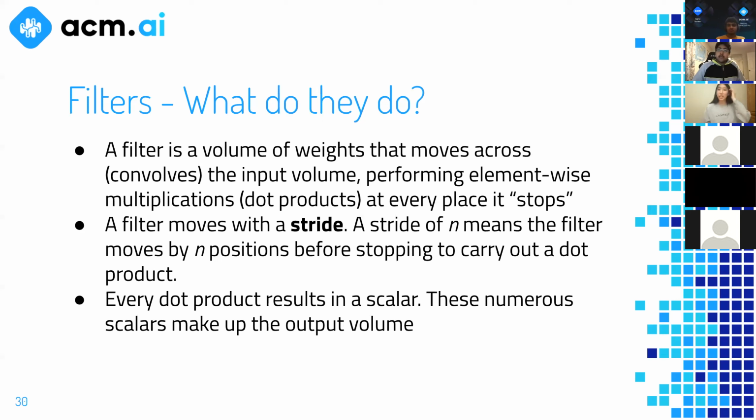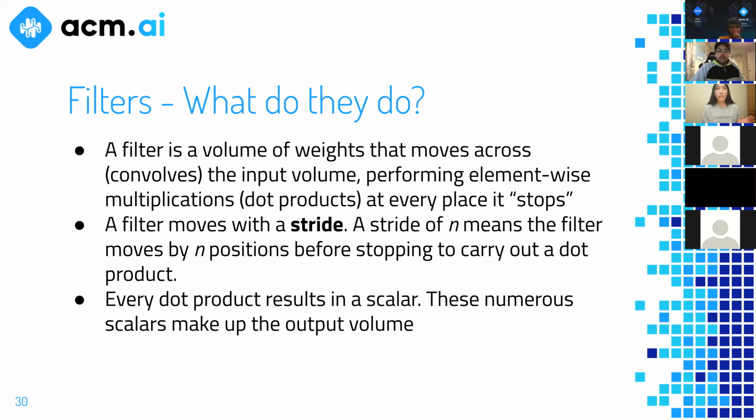All right, yeah. And so, a more formalized definition: a filter is just a volume of weights that moves across an input volume and performs element-wise multiplication at every place it stops. We'll get more in depth into the element-wise multiplication, but the big idea of what that diagram was supposed to tell you guys is how a computer is able to read and process an image. And so the way that a filter moves is with a stride.